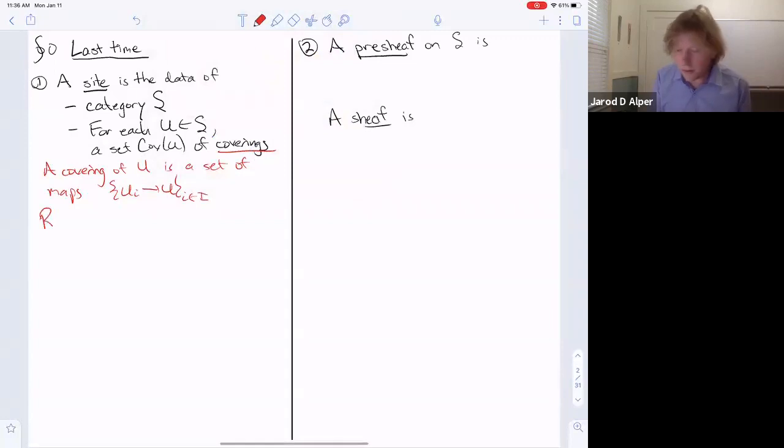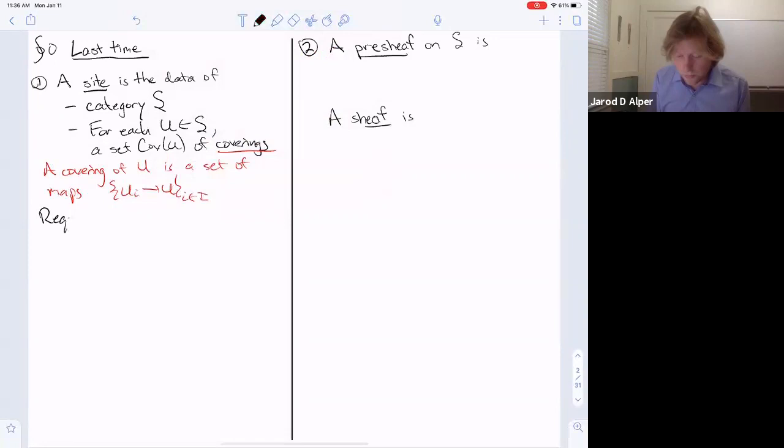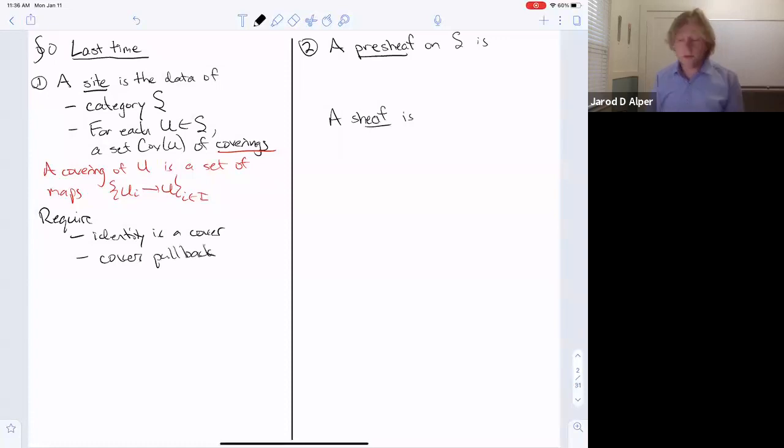There were three axioms that we require. One is that the identity map is a cover. Two is that covers pull back. So if I have a cover U_i to U and then a map from V to U, the fiber products should exist, and that should be a cover. And then the final condition, which I won't spell out, is that covers compose.